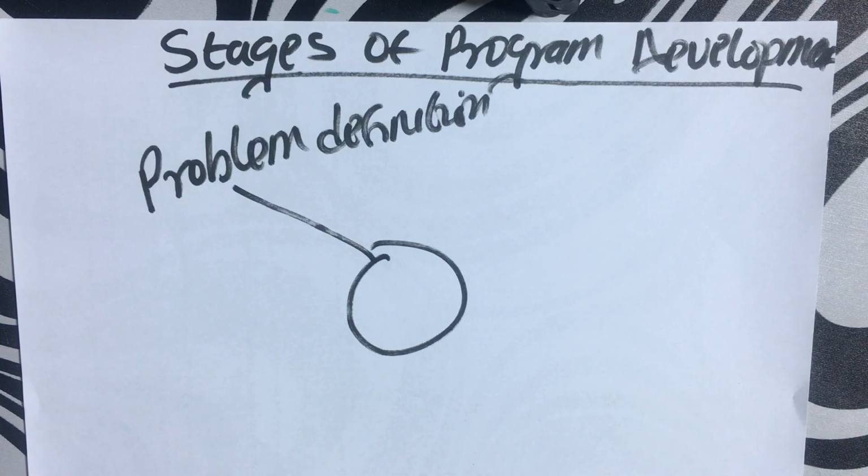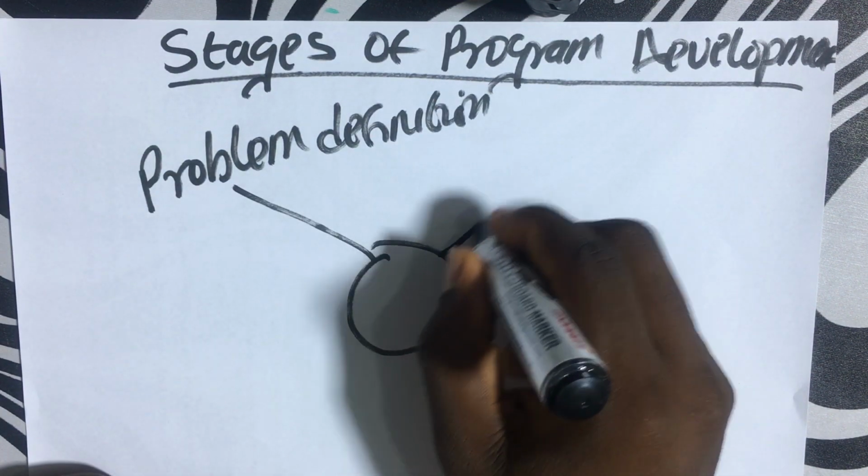Now, the question should be, you are trying to develop a software, you are trying to develop a program. What problem are you trying to solve, and how do you intend to solve this problem? So it starts with what? Problem definition. You have to know the problem. There's no way you start solving a question or trying to get a solution without having a question. So that is the problem definition.